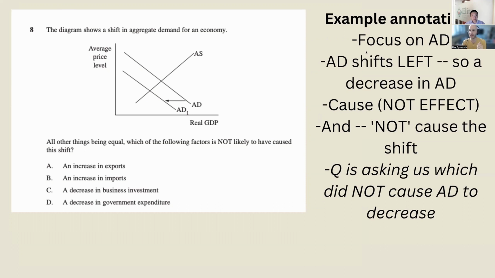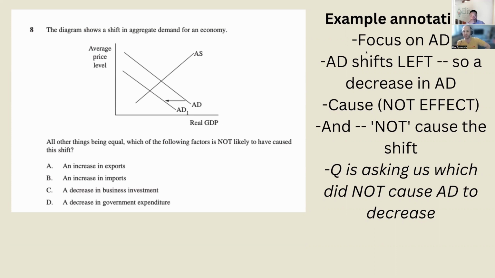What is the shift in aggregate demand? Remember, total demand, aggregate demand, is going to shift left. So what we're seeing is a decrease in aggregate demand. Still not getting into the answer categories. What I'm trying to do is get this really clear in my head in terms of what this question is asking. The next thing I would circle or highlight is the fact that it says, which of the following factors is not likely to have caused this shift?